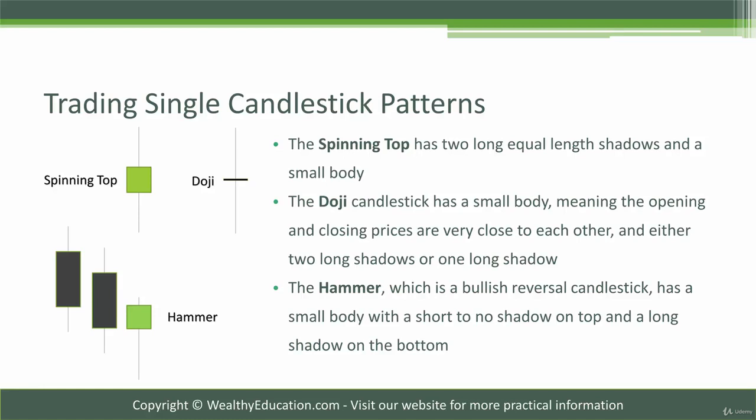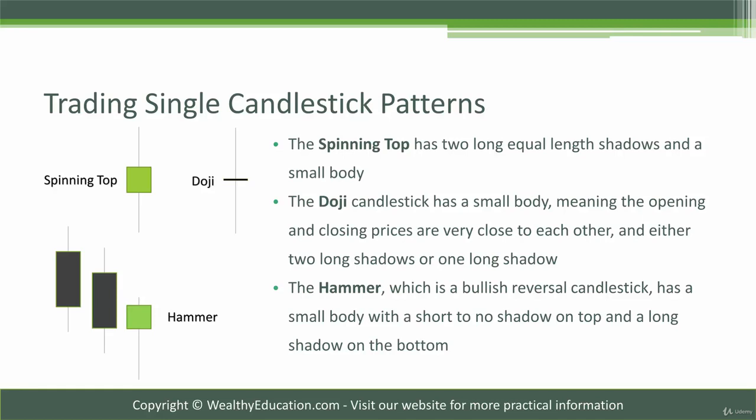Both the spinning top and the doji represent indecision in the market. So if we're talking about a bullish pattern, then the stock has moved up. It has gotten to a price level where there are a fairly equal amount of buyers and sellers, and there's indecision as to which way the stock will move at that point.